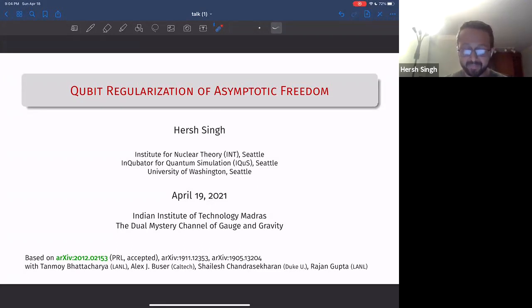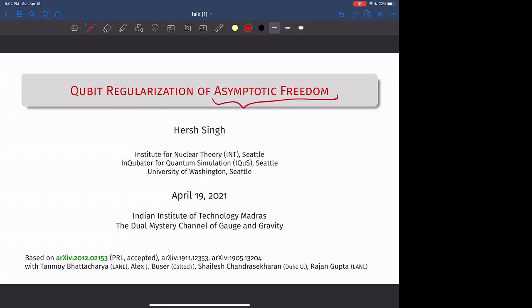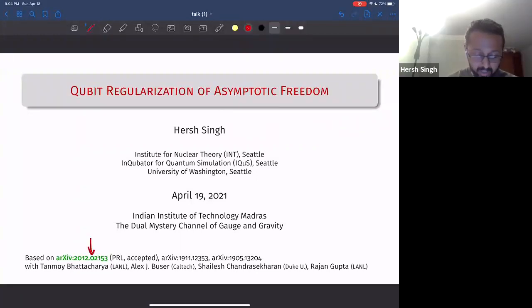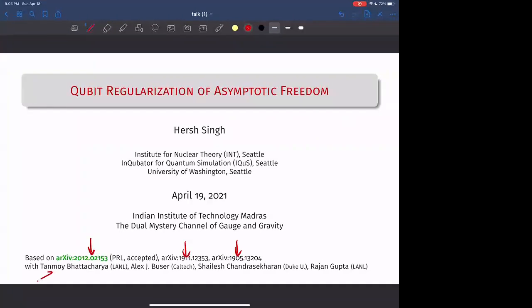Okay, well, let's get into it. The idea that I want to talk about today is this notion of qubit regularization. I will define what that is, and in particular, we'd be interested in qubit regularizations of asymptotically free theories. This is primarily based on this work, with a little bit of these two, and these are all the collaborators.